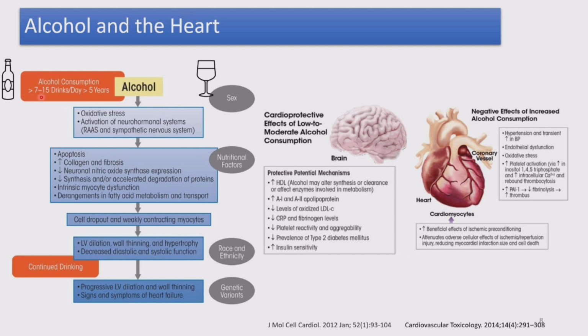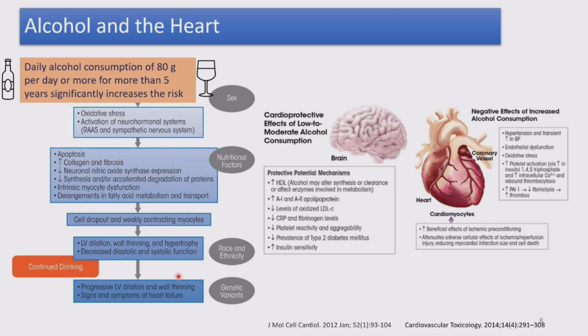Prolonged alcohol consumption of 7 to 15 drinks per day for about 5 years can result in alcohol-related cardiomyopathy. This is due to the presence of oxidative stress, activation of the renin-angiotensin system, which causes increased collagen and fibrosis in the heart, apoptosis, and decreased activity of nitric oxide synthase. This results in cell dropout and weakly contracting myocytes and leads to progressive left ventricular dilatation, thinning of the wall. So we have a very dilated heart in alcohol-related cardiomyopathy. This progressive LV dilatation leads to further heart failure-related symptoms.